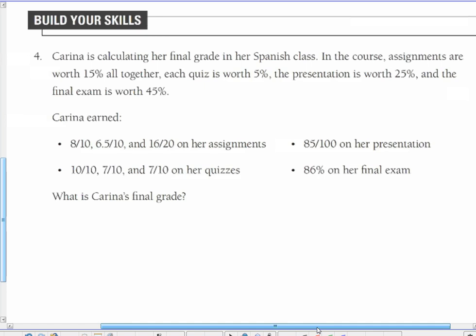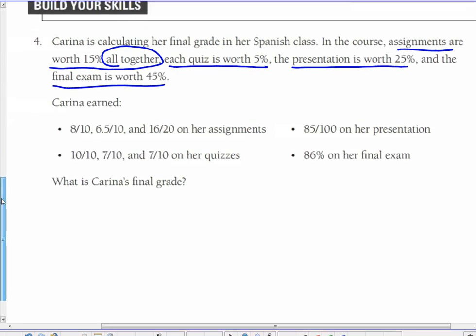Anyways, in the course, assignments are worth 15% all together. Quizzes are each worth 5%. The presentation is worth 25, and the final is worth 45. So what we're going to do is I want you all to draw this out. We're actually going to make a chart.